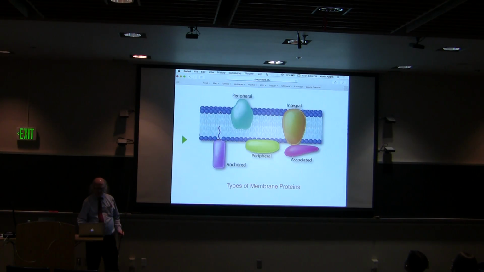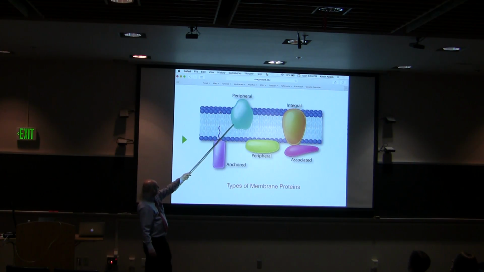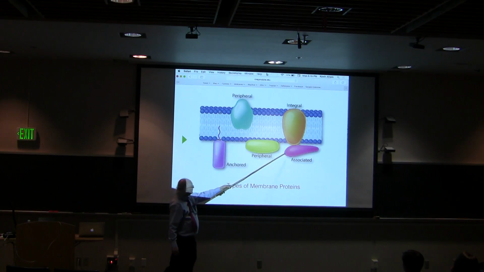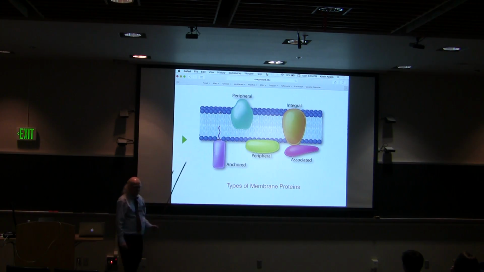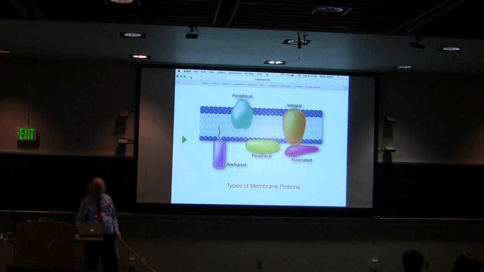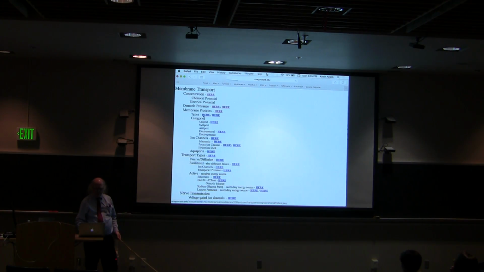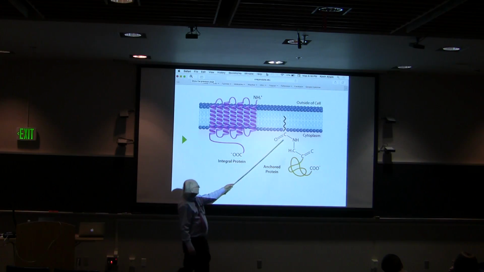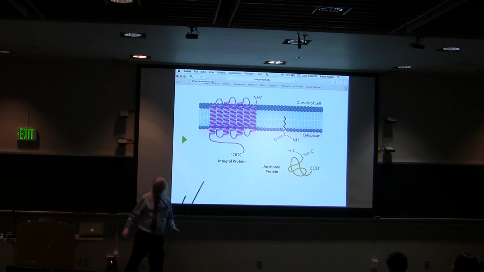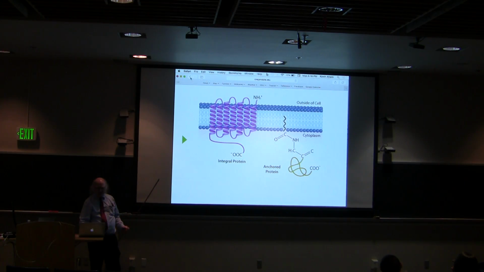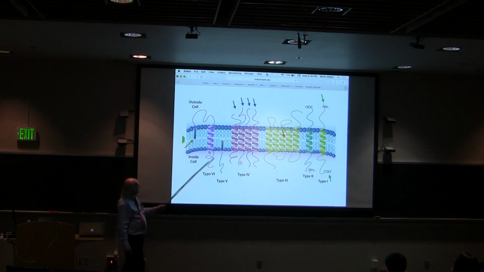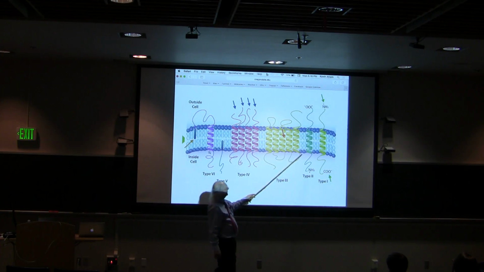Let's see. Membrane proteins. Pretty straightforward. Peripheral, integral, different kind of peripheral. You can see the different forms of that. Associated, and finally anchored. There are two better examples of an integral and an anchored. You saw the thing I showed you today, which is the next figure, actually. Some people classify anchored as a type of integral. I don't classify it in that sense. But you see the different types that are here.